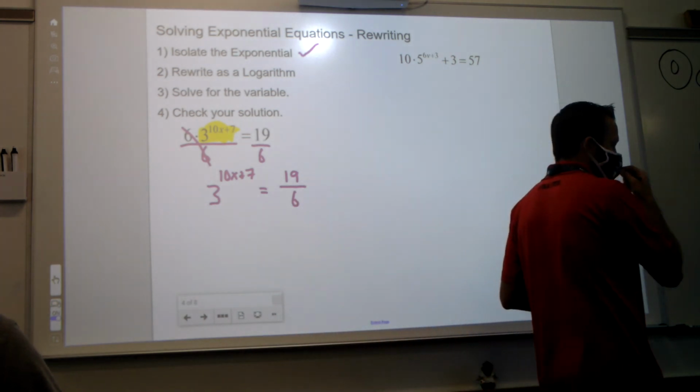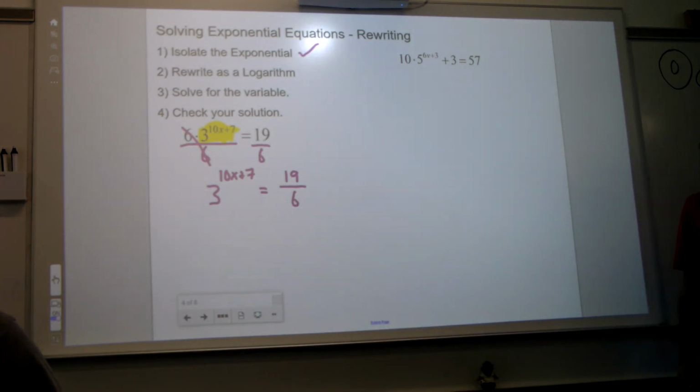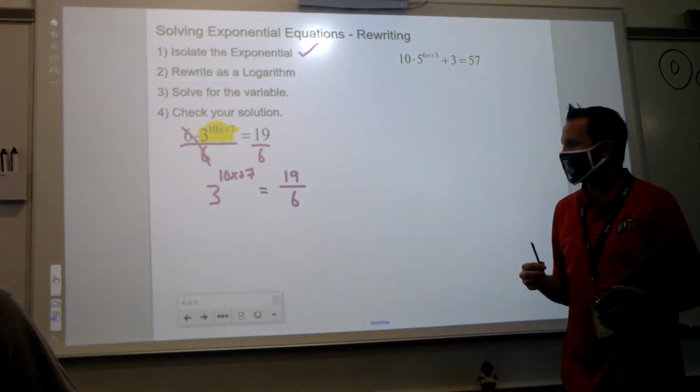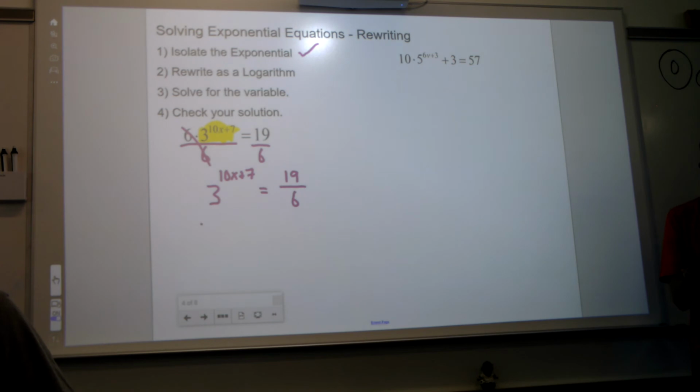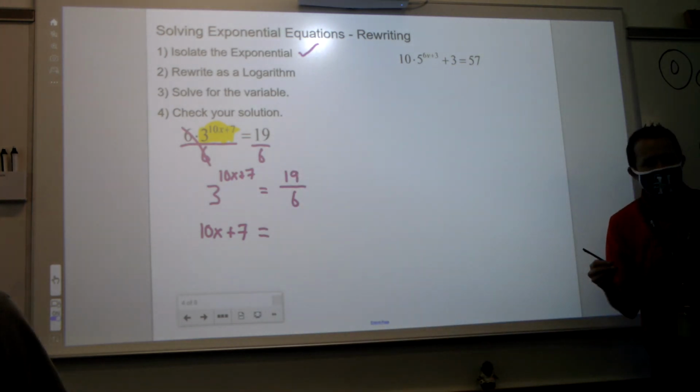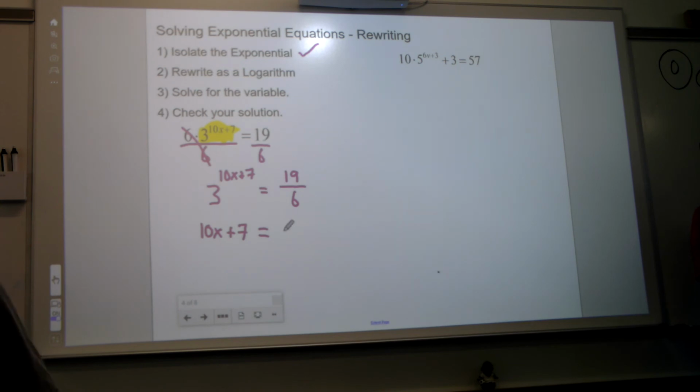Rewrite as a logarithm. So, notice the 10x plus 7, this whole thing is the exponent. So I'm going to write this. 10x plus 7 is equal to, you set the whole exponent equal to our logarithm. So guys, help me out. What is going to be the base of the logarithm? 3. And what is the argument? 19 over 6. Just like that.